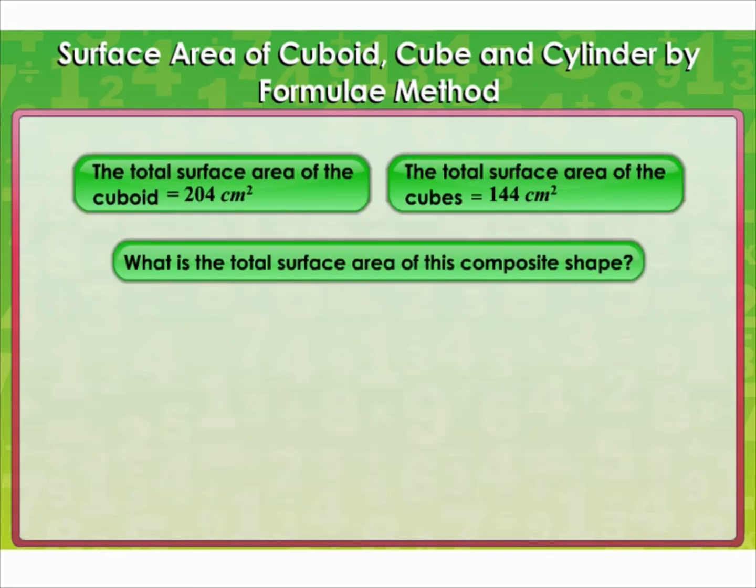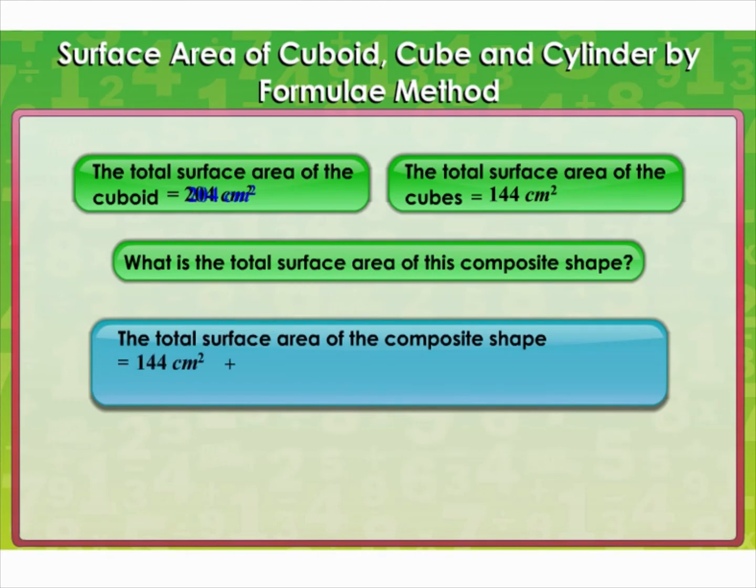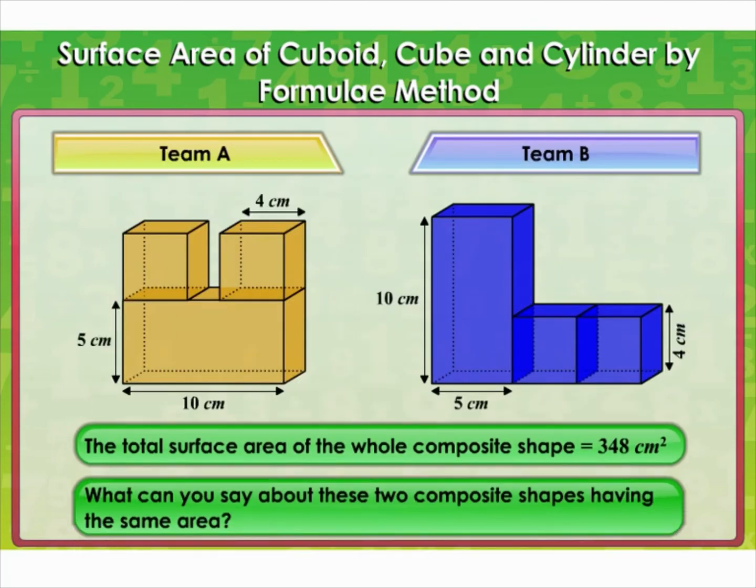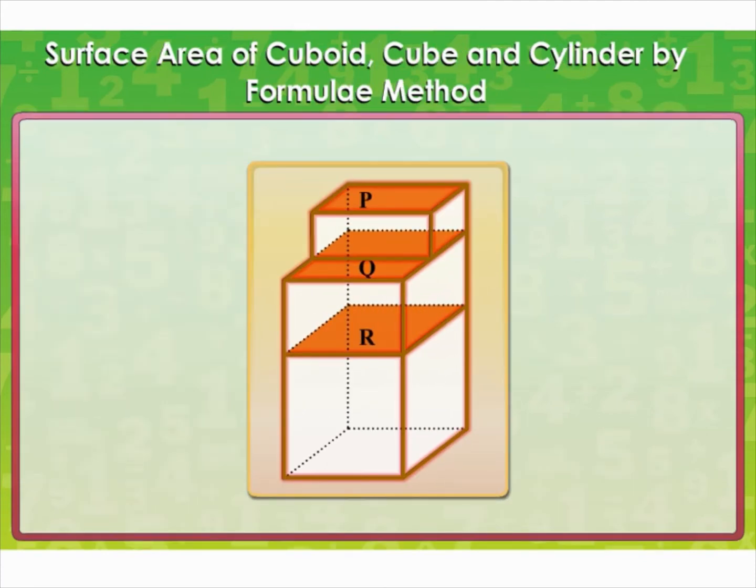So, what is the total surface area of this composite shape? The total surface area of this composite shape is 348 square centimeters. What can you say about these two composite shapes having the same area? Look at this diagram.